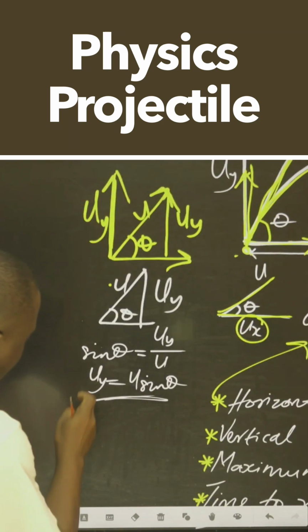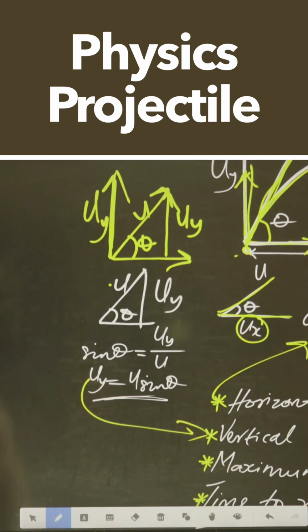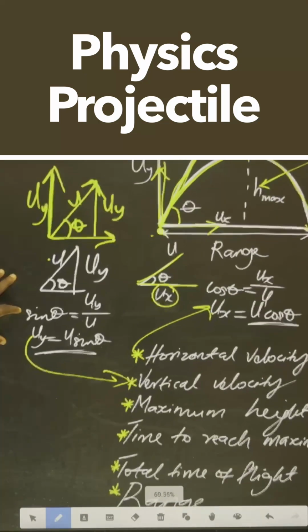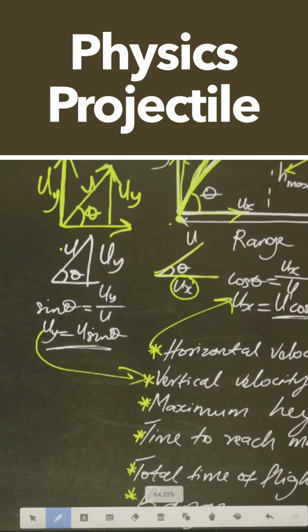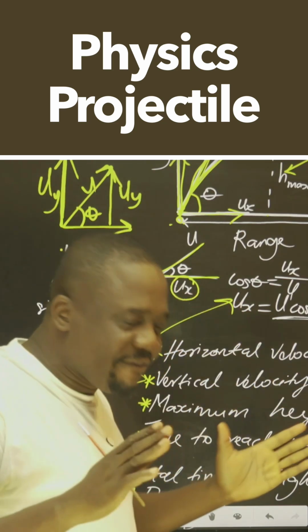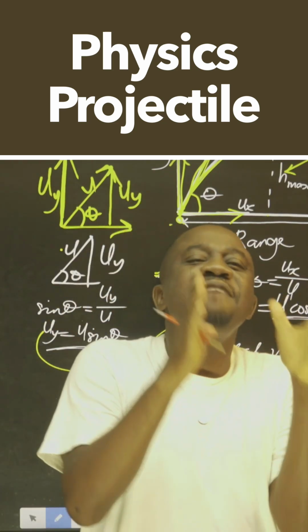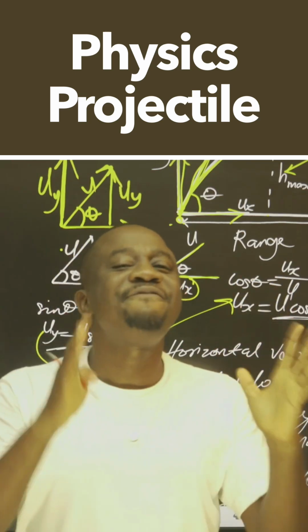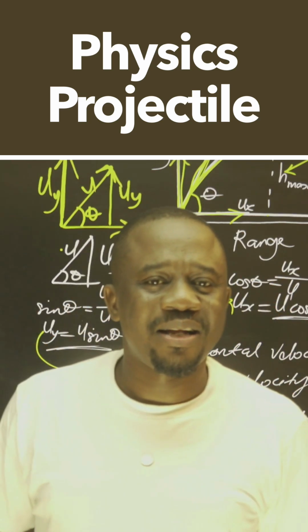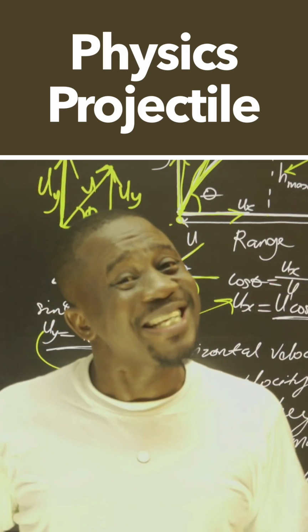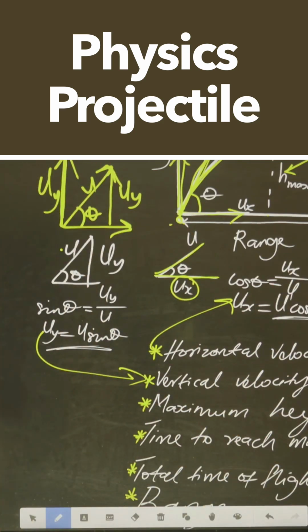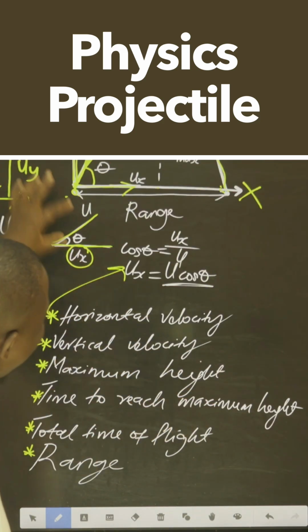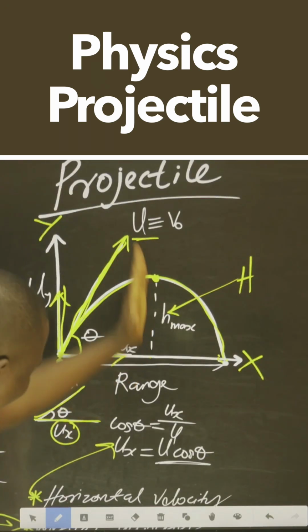As you can see, this is the vertical velocity. So whenever you want to calculate vertical velocity, it is the velocity multiplied by sine theta, while horizontal velocity is the velocity multiplied by cos theta. Put that at the back of your mind. The next one is maximum height. How do we calculate this maximum height?